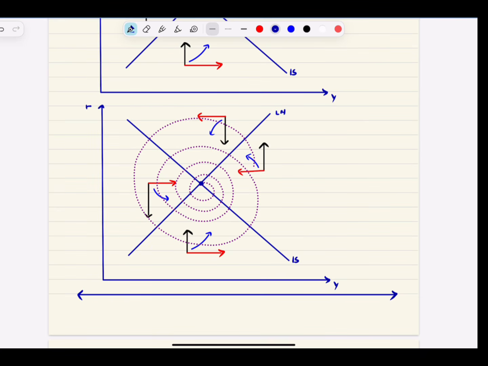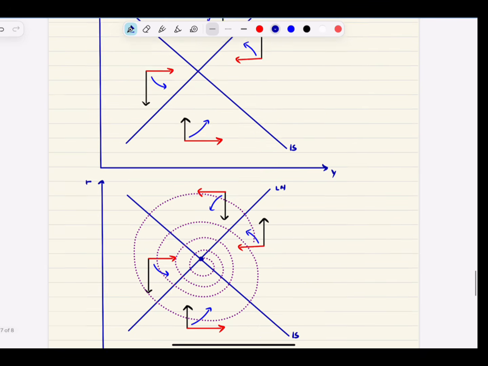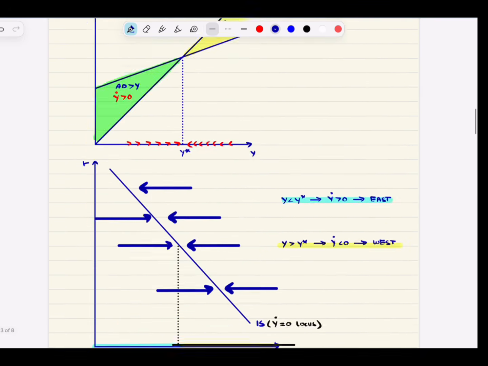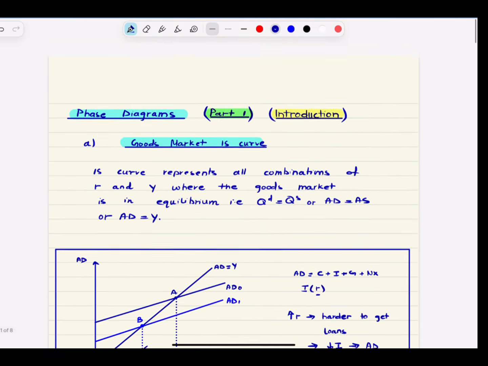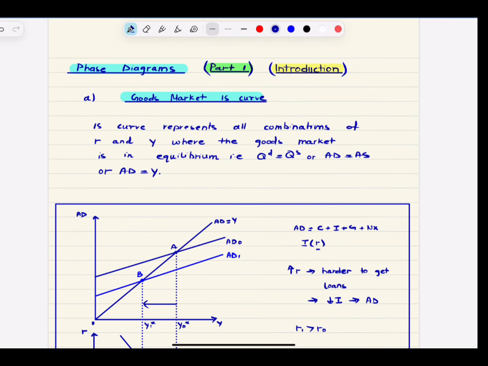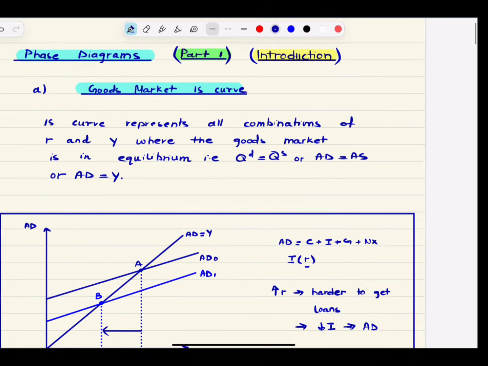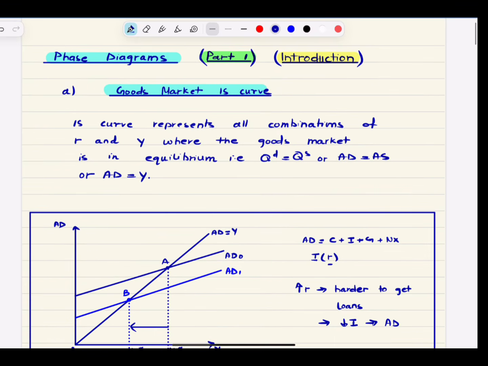Before I end the video, I'll just state the conclusion of today's lesson. What we've covered so far is the adjustment logic for the IS curve, the adjustment logic for the LM curve, and the full IS-LM phase diagram with correct directional arrows for both Y dot and R dot. This is the conceptual backbone of everything that comes next, so make sure that you've properly understood this.